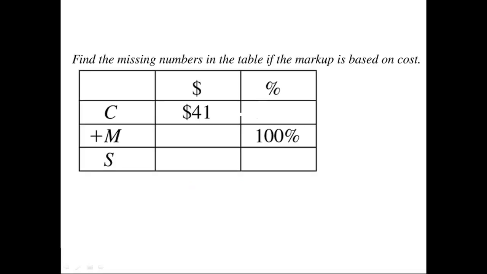Find the missing numbers in the table if the markup is based on cost. So we have markup based on cost, and the markup is 100%, and we know when we do markup based on cost, that's always 100%. So this rate here is 200%. So if I'm going to mark up this item 100% based on cost, then 100% is going to give me a markup of $41 because 100% really just means I'm doubling the price. So my selling price would be $82.